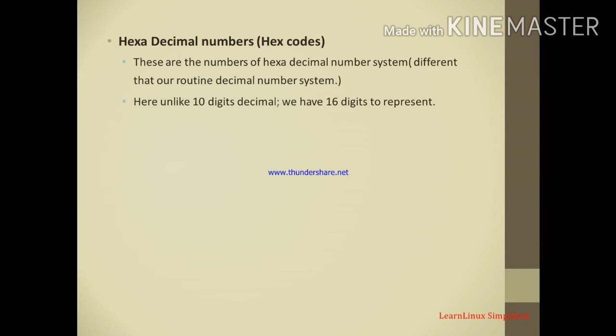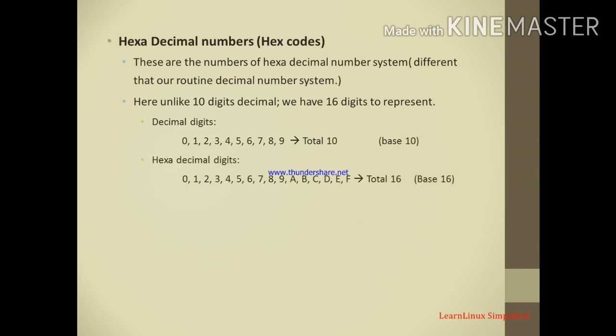So how do they work? In decimal, we have 0, 1, 2, 3, 4, 5, 6, 7, 8, 9, a total of 10 digits. So we have a base of 10. In hexadecimal, we have 16 digits, which are 0, 1, 2, 3, 4, 5, 6, 7, 8, 9, then A, B, C, D, E and F, that is a total of 16. Hence here we have the base of 16.